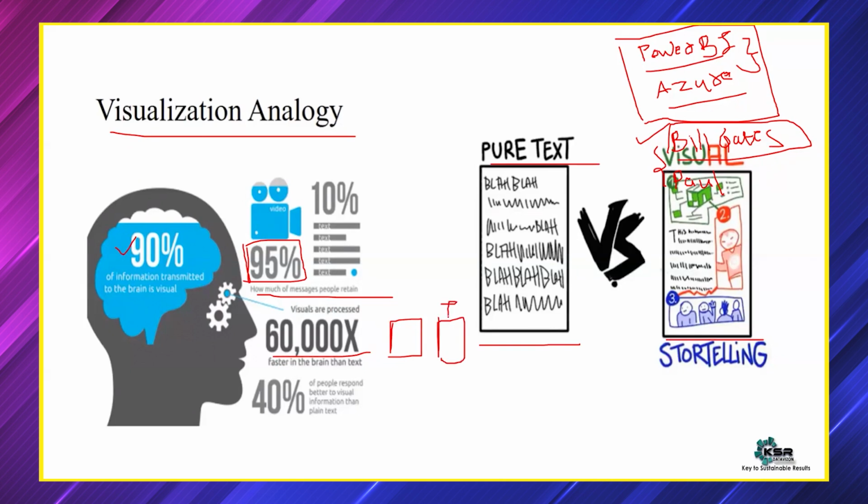If there is a text here, this is a text. Now there is a text written here. Okay, we can read it, but maybe after 1 day, 2 days, 1 week, 1 month, or probably after 1 year, we try to forget this. But if you see a picture, we can remember it for a longer duration.